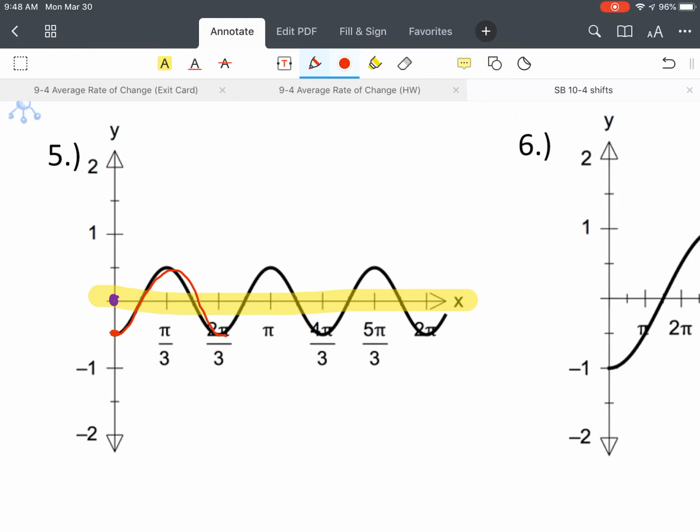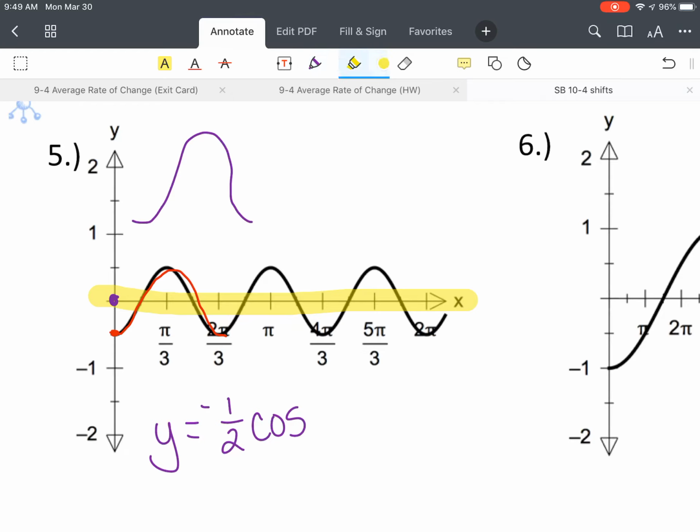Okay, so we know it's y equals, a half is the amplitude. We know it's a cosine. Now it's a negative cosine. Negative cosines look like this. They start at the bottom. So I need to put a negative in front.